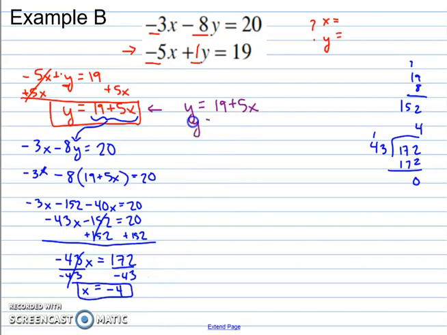So y equals 19 times, whoa, plus, guys, I'm crazy, plus 5 times x, which is now negative 4, swapping out players for equivalent amounts. So then we have y equals 19. 5 times negative 4 is negative 20, so 19 minus 20. And so we get y equals negative 1.